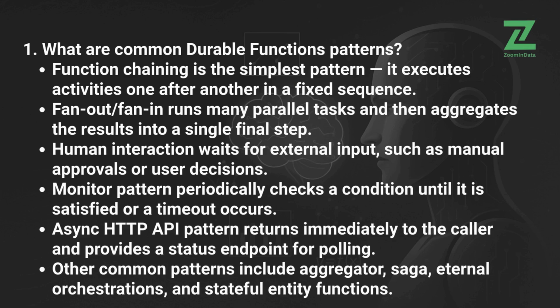What are common durable functions patterns? Function chaining is the simplest pattern. It executes activities one after another in a fixed sequence. Fan-out, fan-in runs many parallel tasks and then aggregates the results into a single final step. Human interaction waits for external input, such as manual approvals or user decisions. Monitor pattern periodically checks a condition until it is satisfied or a timeout occurs. Async HTTP API pattern returns immediately to the caller and provides a status endpoint for polling. Other common patterns include aggregator, saga, eternal orchestrations, and stateful entity functions.